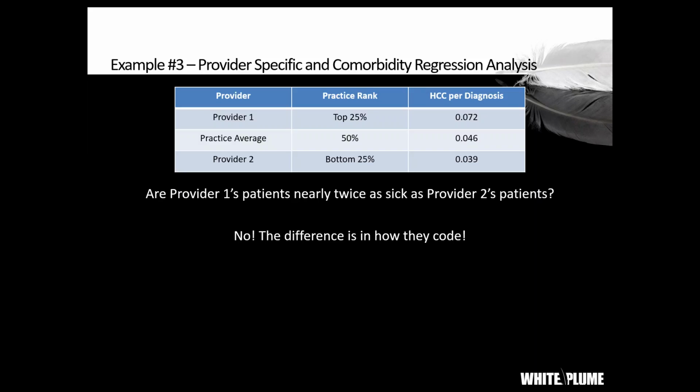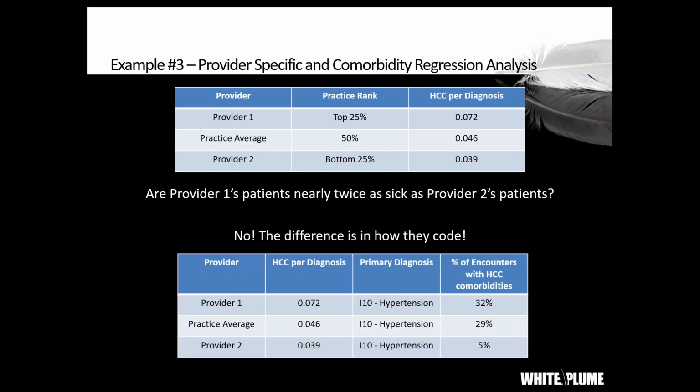So what we're going to do is look at some regression analysis to compare what happens when Dr. 1 sees a patient whose primary diagnosis is hypertension, and Dr. 2 sees a patient whose primary diagnosis is hypertension. They're both seeing this patient for the same problem. Dr. 1 uses other HCC codes as comorbidities, as subsequent diagnosis codes, nearly 1 out of every 3 patients. Dr. 2 does that nearly 1 out of 20 patients.